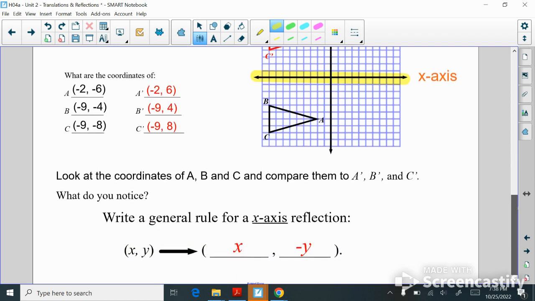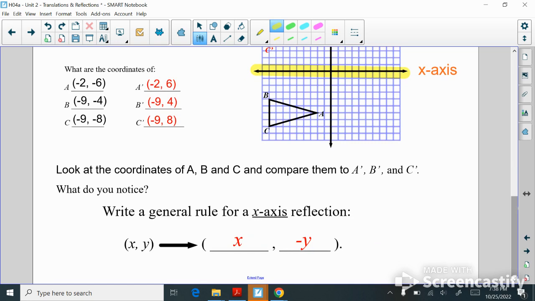When we're looking at the rule for reflecting over an x-axis, this is the arrow notation that you might see or a question might ask for. We always, again, start with that x, y, and then the arrow. And as you can see in these problems, if you look at the points, your x is always staying the same. So if we're looking at this one above here, the x was -2, the x stayed -2. X was -9, stayed -9.